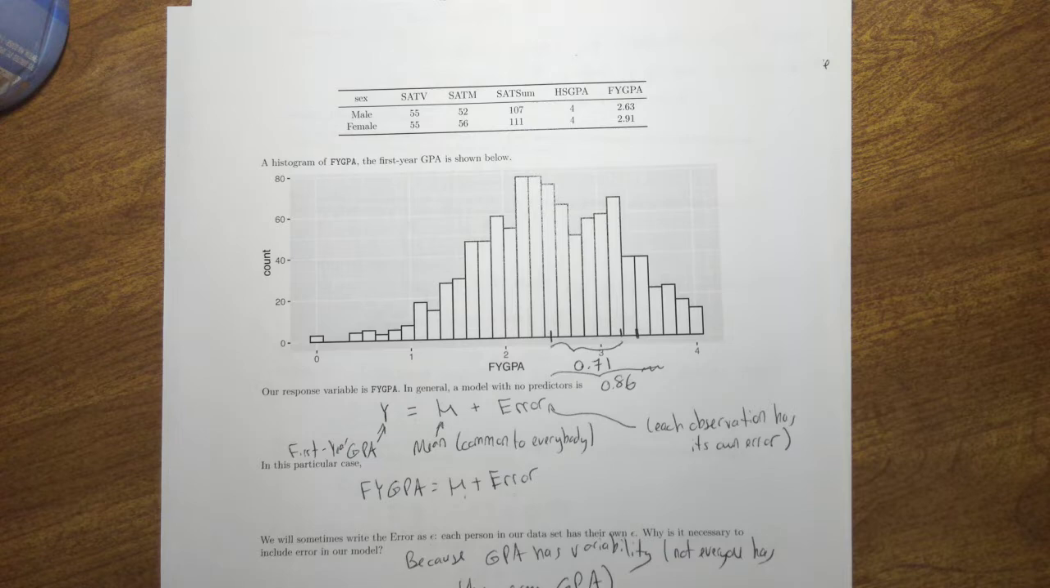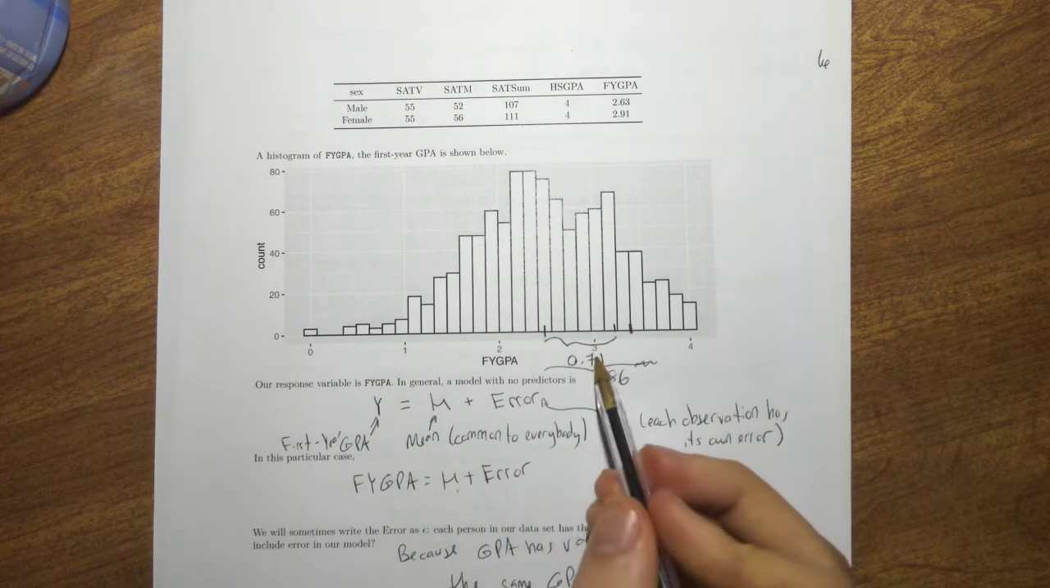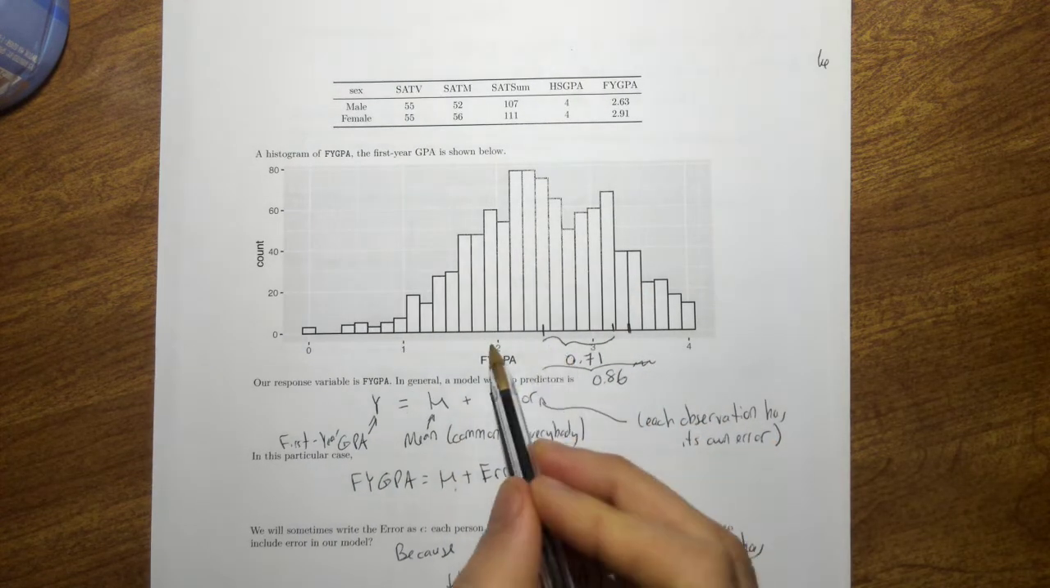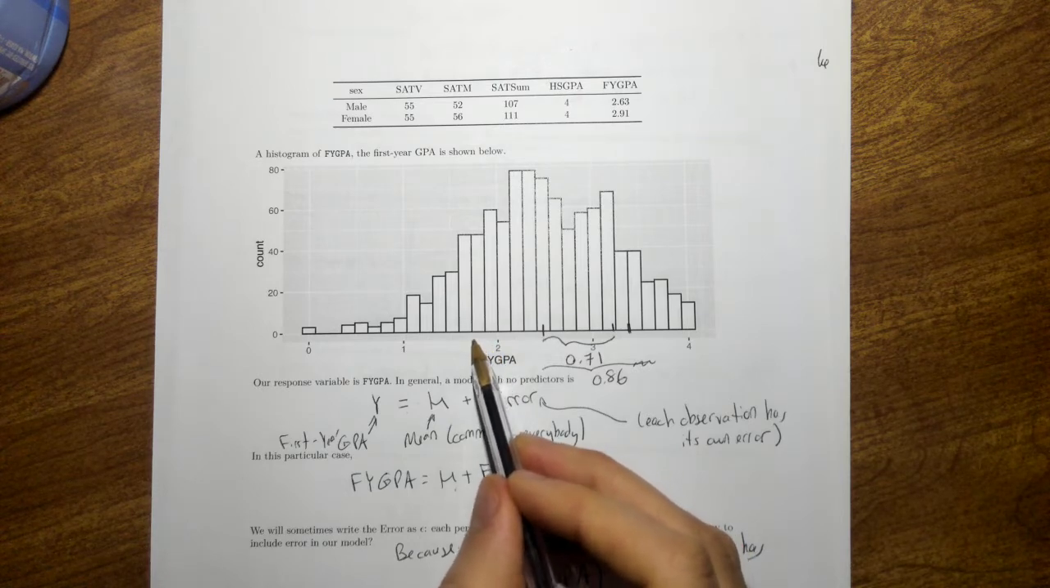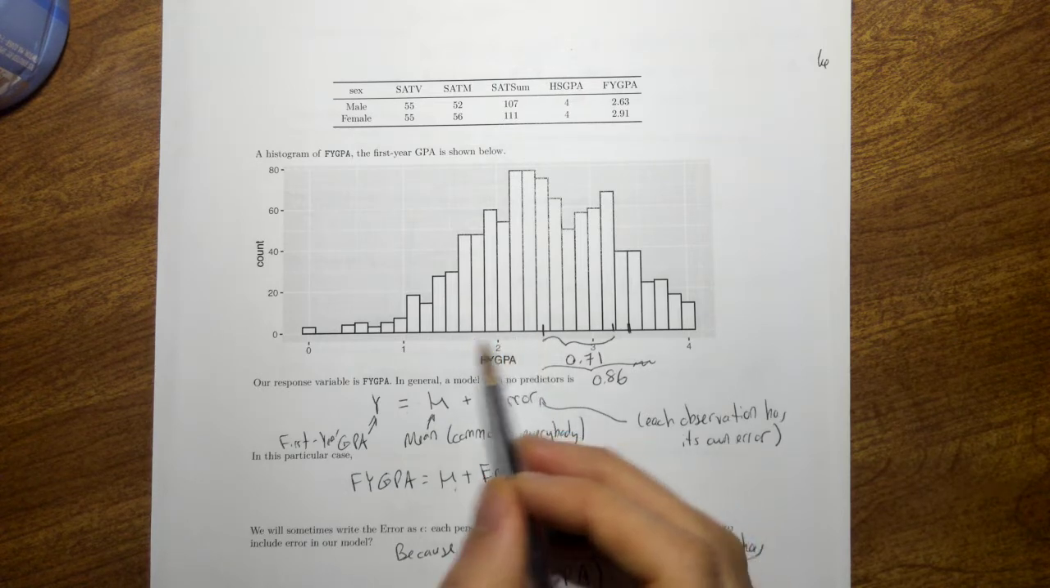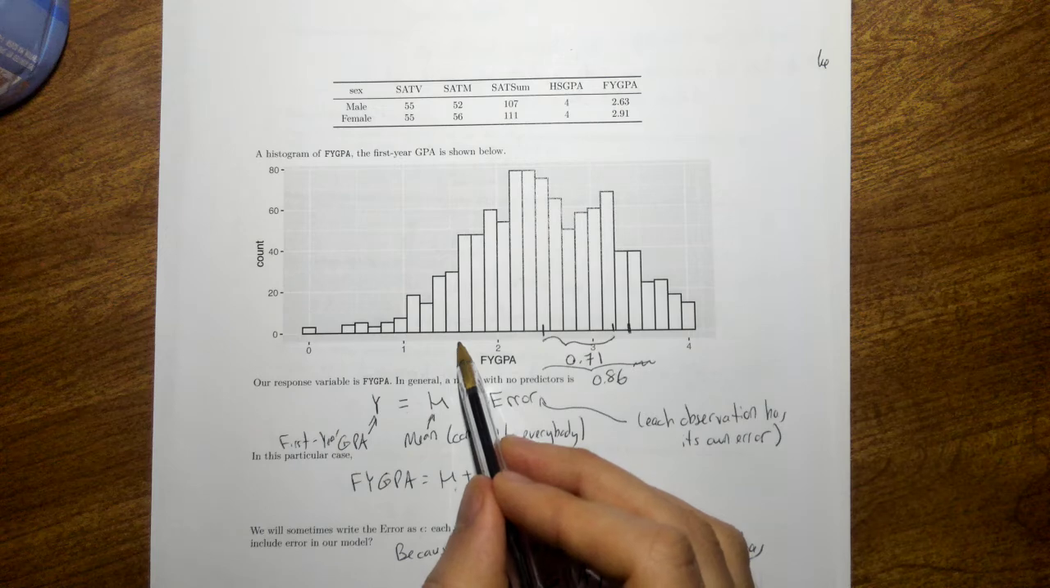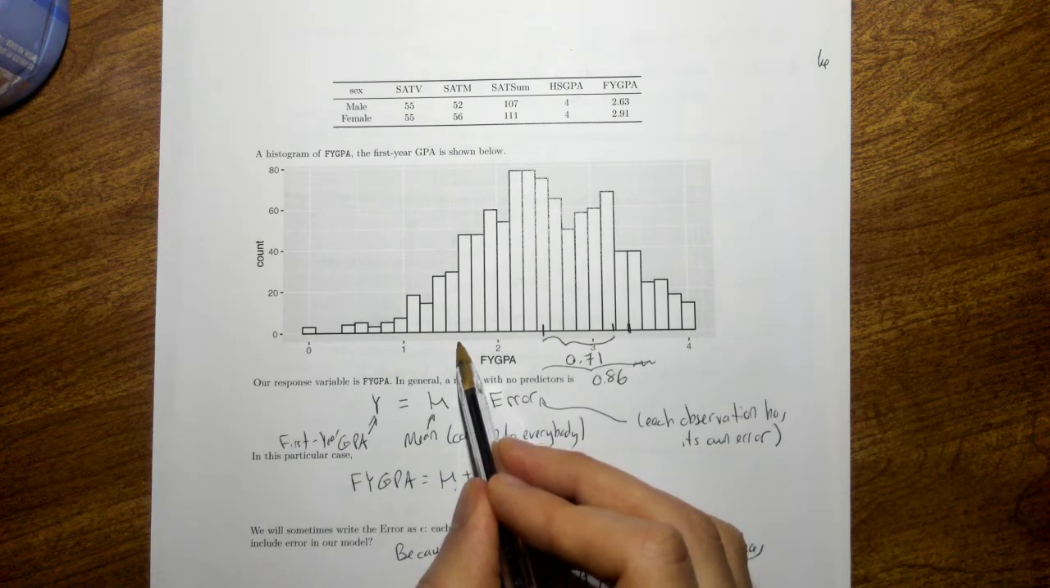Notice that neither of those residuals were negative, but they could be. If someone had a negative residual, that just means that their GPA is somewhere to the left of the mean, meaning that their GPA is lower than the fitted mean.